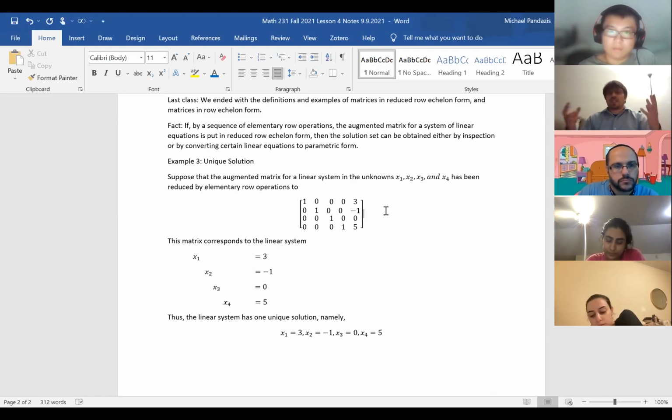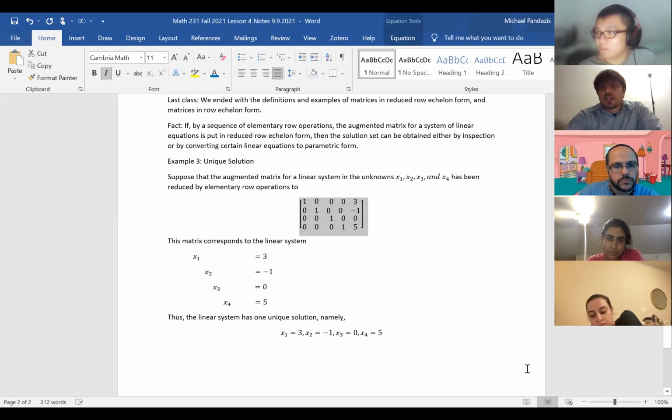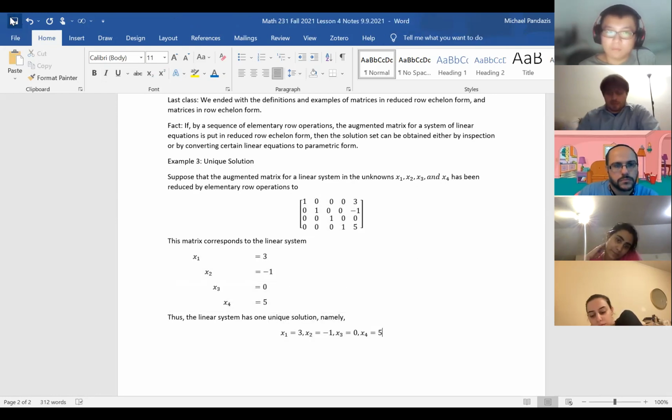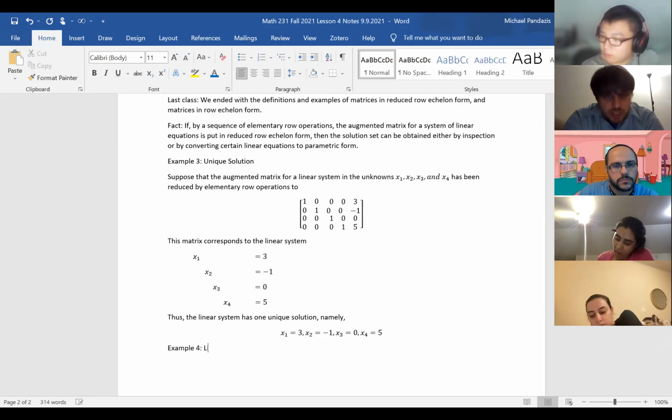Okay, and so that's the situation we're given in this example. That you have an augmented matrix, corresponding linear system. You take the corresponding linear system, corresponding augmented matrix, get it to reduced row echelon form, and you get this. Okay, and so then that represents a linear system, which obviously has exactly one unique solution. Okay, so that's that example. Another example. Example 4, linear systems in 3 unknowns.